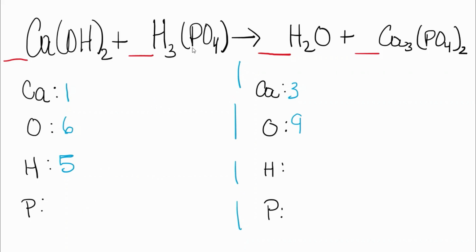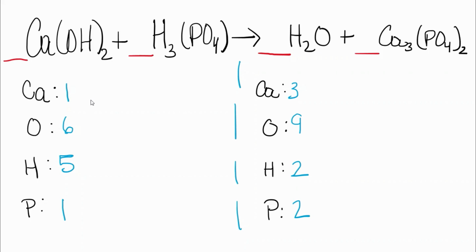And then for phosphorus, there is only 1 phosphorus on this side of the equation. So here we have 2 hydrogens, no hydrogens here, so we just have a 2. And once again, there are 2 phosphates, and then there is 1 phosphorus for each phosphate, so you have a total of 2.